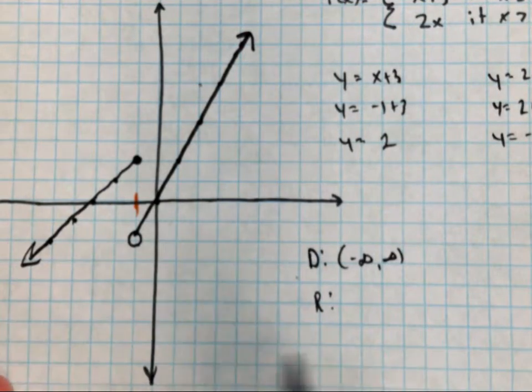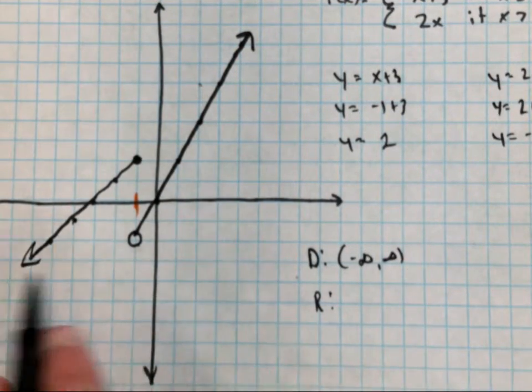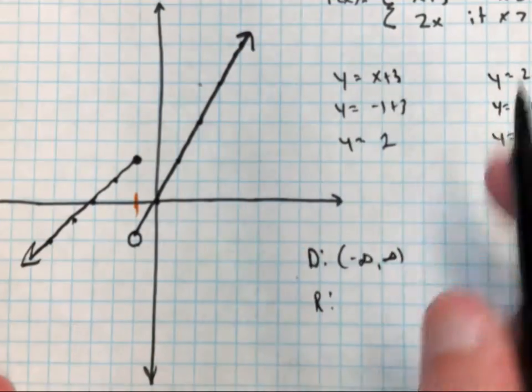My range, start from the bottom. This arrow keeps going, don't it? So what's my range?